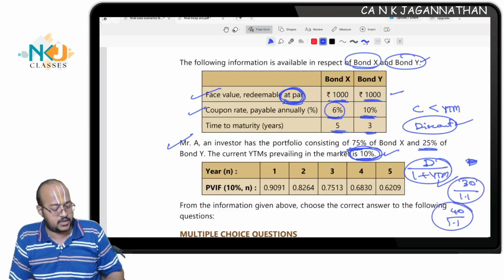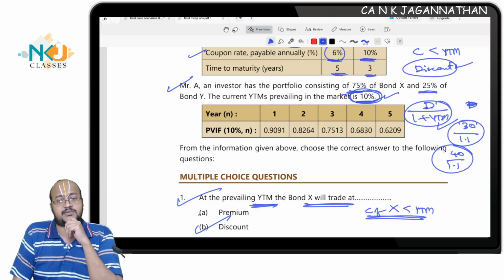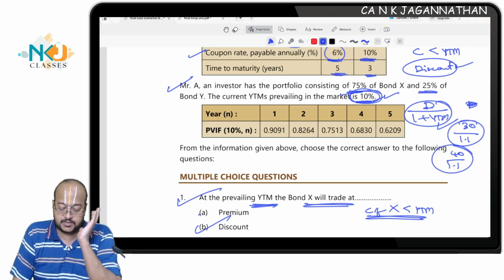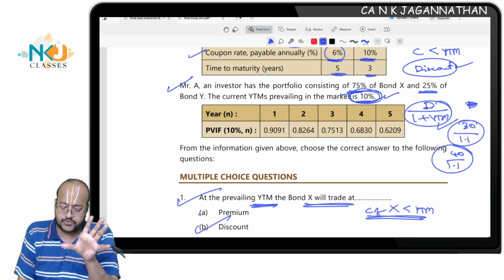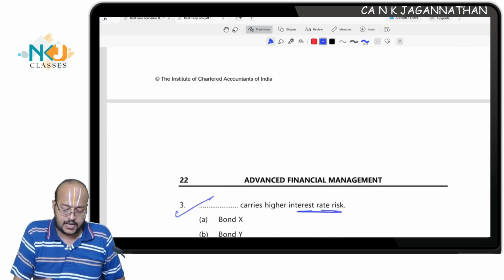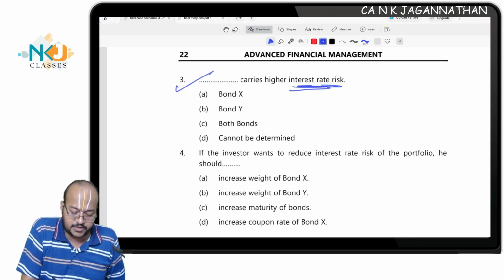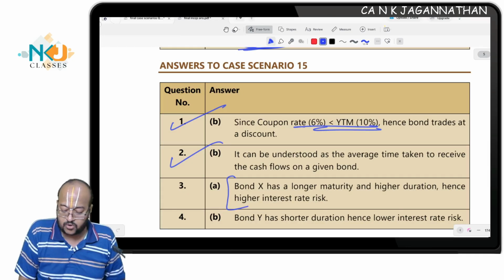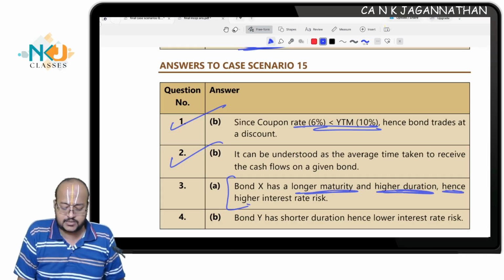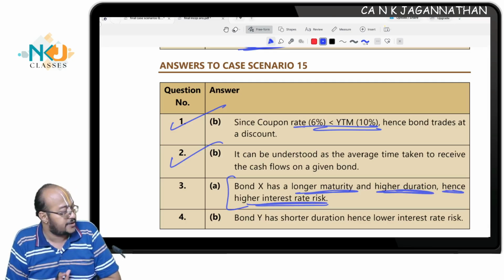Ideally speaking, whichever duration is higher, they have given us as more risky, because the time taken to recover the bond value will be more in that case. This is what they have given. But I would say you have to go till volatility and really find out the risk of these bonds. It should also depend on the volatility. Anyway, they have calculated using duration, to say which bond is carrying higher interest rate risk. The bond X is having longer maturity and higher duration, hence higher interest rate risk. See, in this question, I have not calculated the duration here.